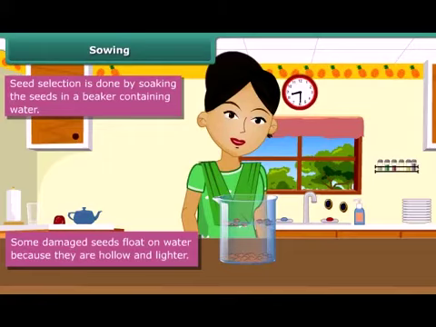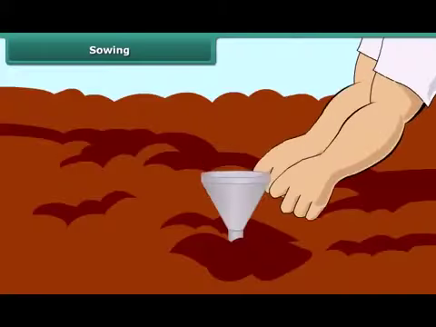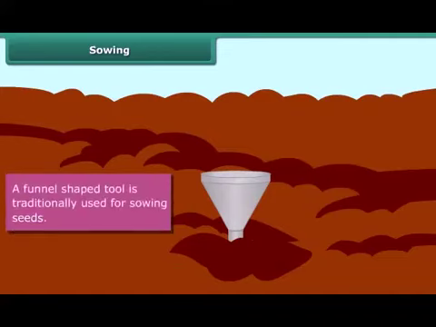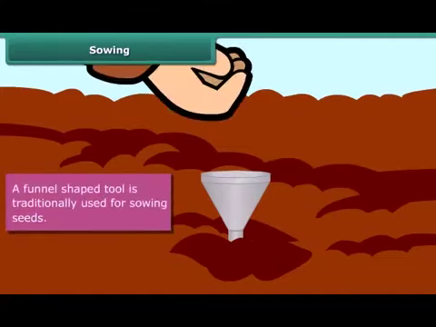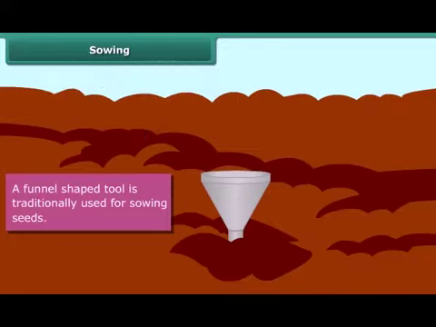Now let us see what are the tools used for sowing seeds. Look at this farmer. He has a funnel-shaped tool for sowing seeds. Observe him closely. What is he doing with this tool? Yes, he is filling seeds into the funnel and passing them down through the sharp ends of the pipe to get them seeded in the soil. This is a traditional method and very easy.